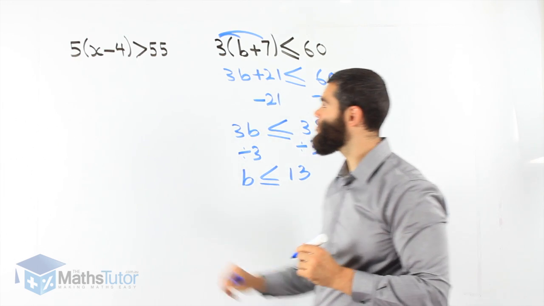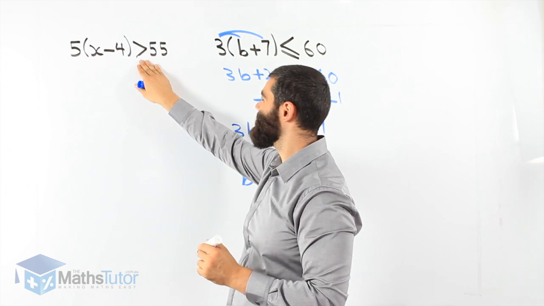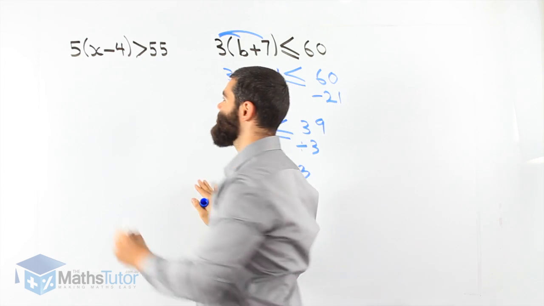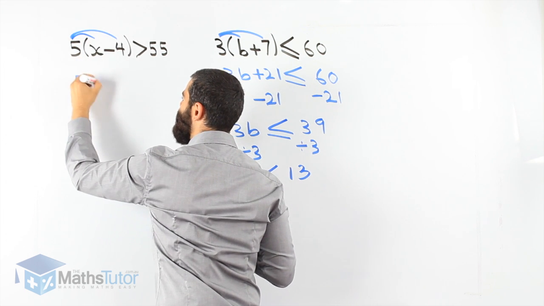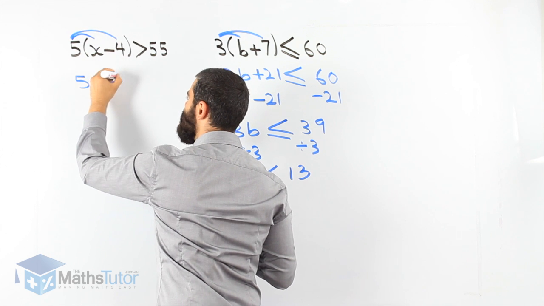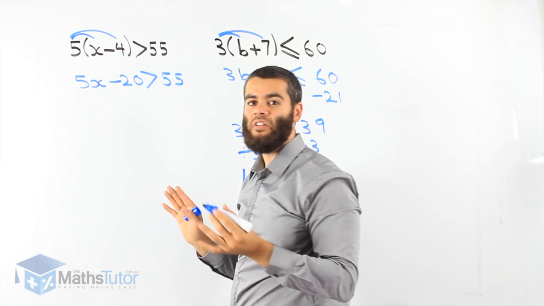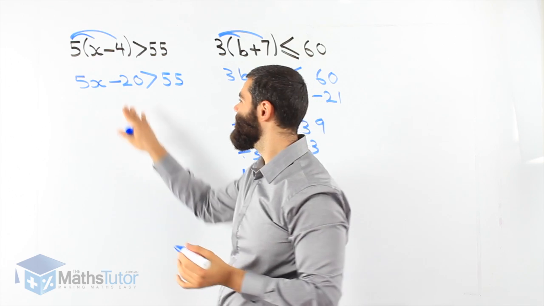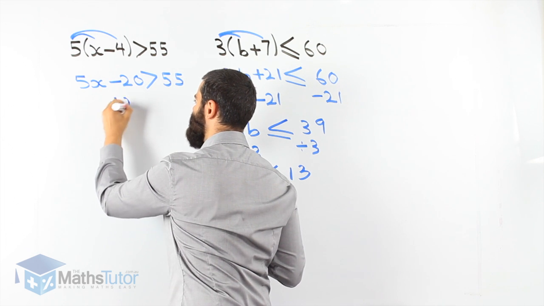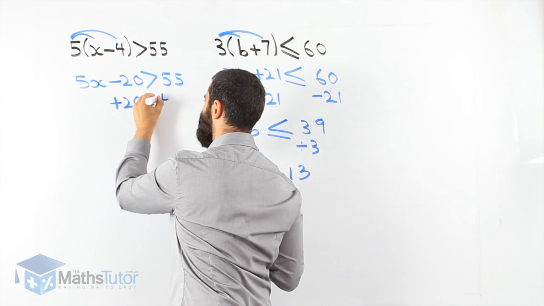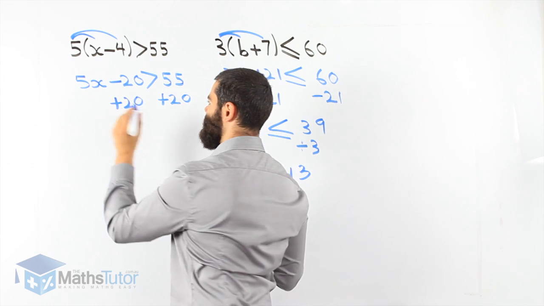Let's do another one. 5, open bracket, x minus 4, close bracket, is greater than 55. Again, we expand. 5 times x is 5x, 5 times negative 4 is negative 20, greater than 55. Simple. Now, minus 20 becomes plus 20. We always do the opposite. Minus is plus. Plus 20 on this side as well. What we do to one side, we do to the other side.